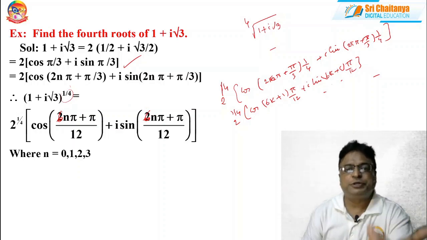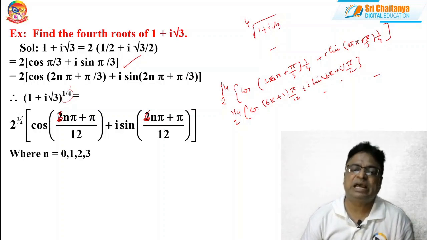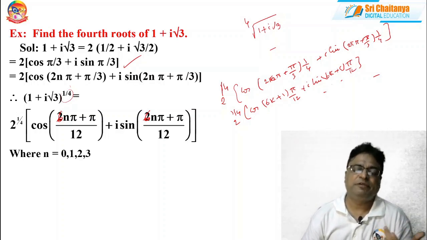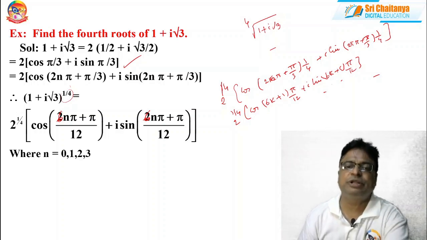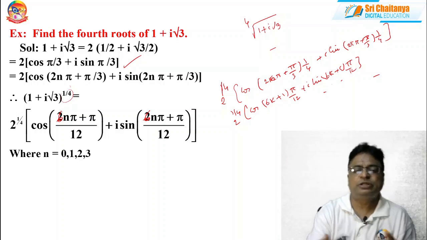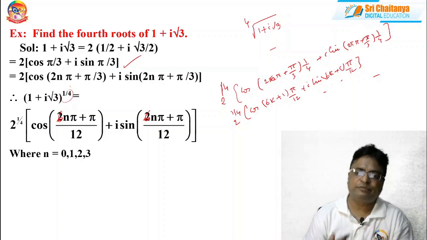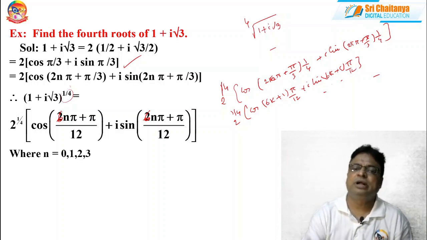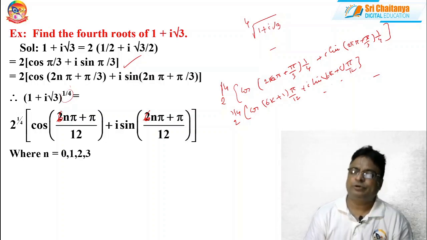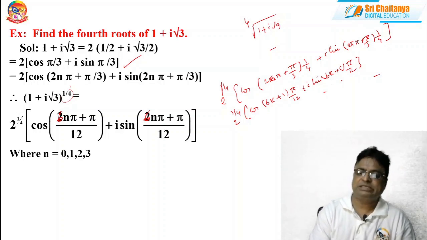Whether you write 6k or 6n, whatever it may be, you replace it with another general variable. If you are writing k, k is equal to 0, 1, 2, 3. If you are writing n, n is equal to 0, 1, 2, 3. For n equal to 0, you will get the first root. For n equal to 1, you will get the second root. For n equal to 2, you will get the third root. And for 3, you will get the fourth root. Like that, we can extract the roots of the complex number.